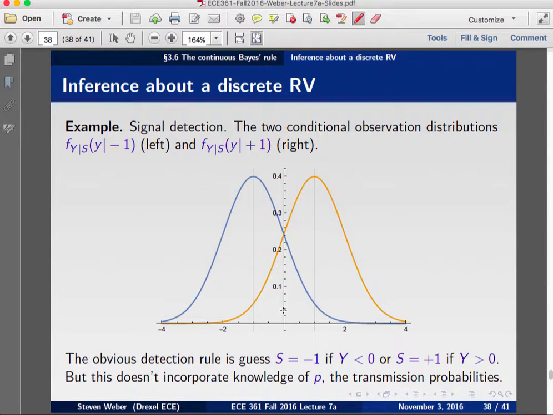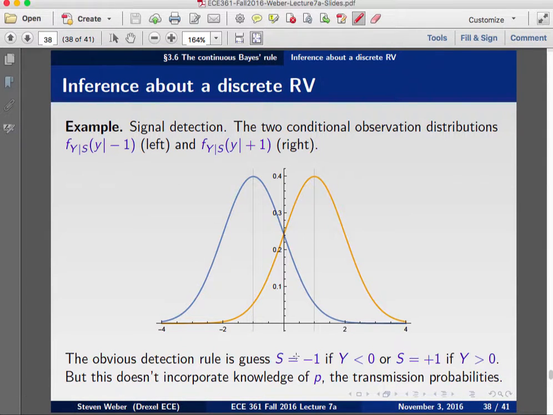In particular, for Y greater than 0, the yellow curve is above the blue curve, so you might be inclined to guess that whenever you have a positive value of Y, +1 was sent. Likewise, if Y is less than 0, the blue curve is always above the yellow curve, so you might guess that -1 was sent. The problem with this logic is that it ignores additional knowledge we have access to: the prior probability that +1 was sent is p, and the prior probability that -1 was sent is 1 minus p. That's what this means down here.